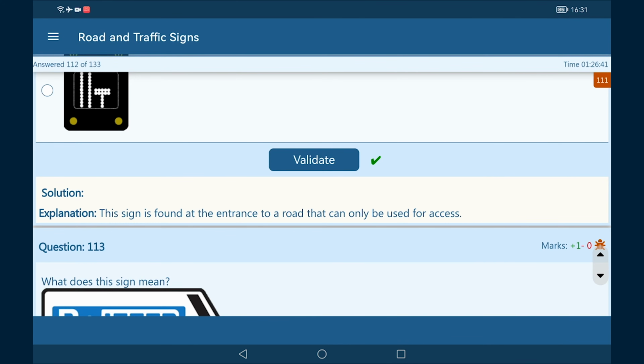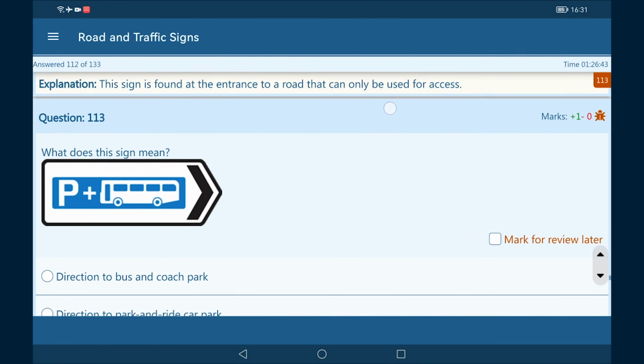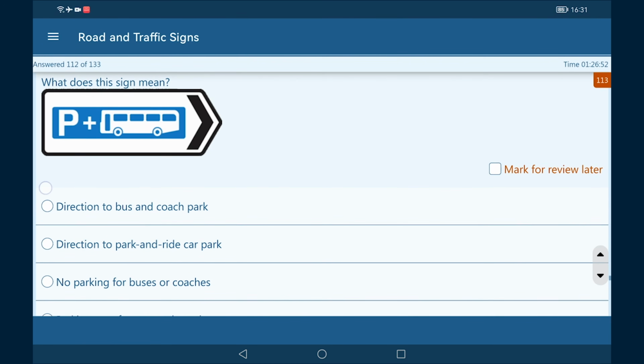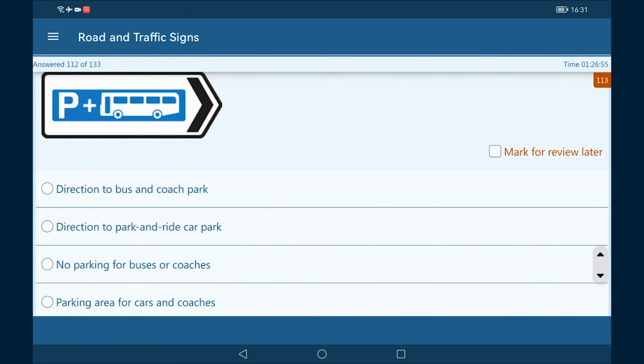Question 113. What does this sign mean? Option 1. Direction to bus and coach park. Option 2. Direction to park and ride car park. Option 3. No parking for buses or coaches. Option 4. Parking area for cars and coaches. The correct answer is Option 2, that is direction to park and ride car park.